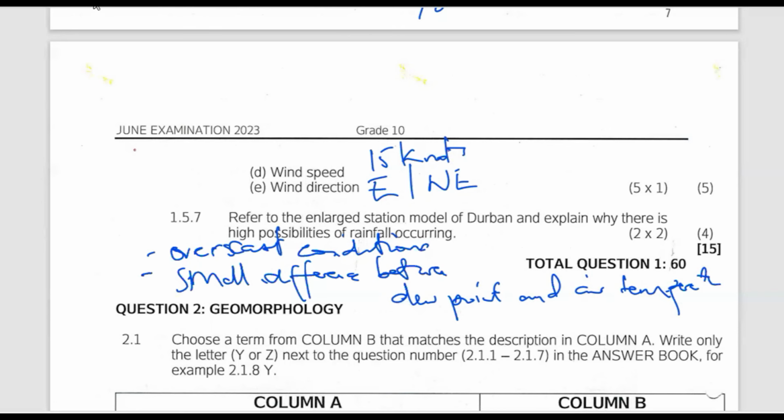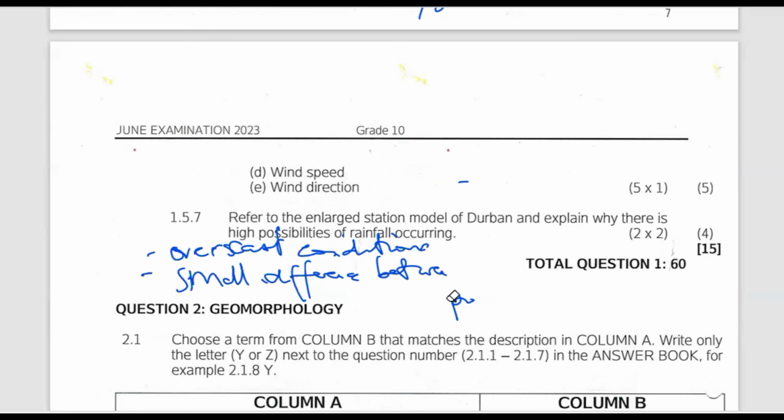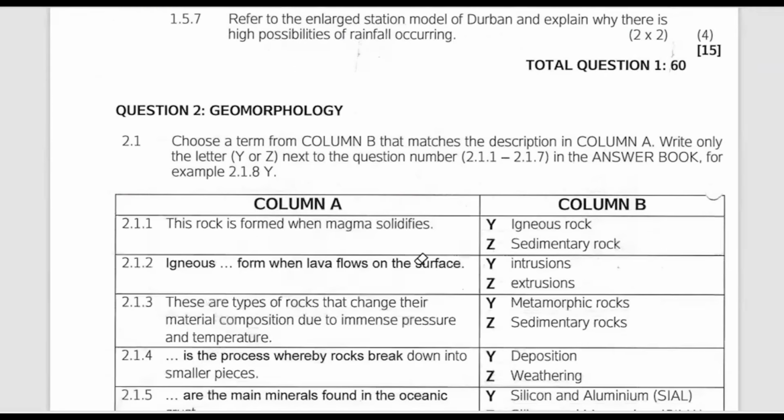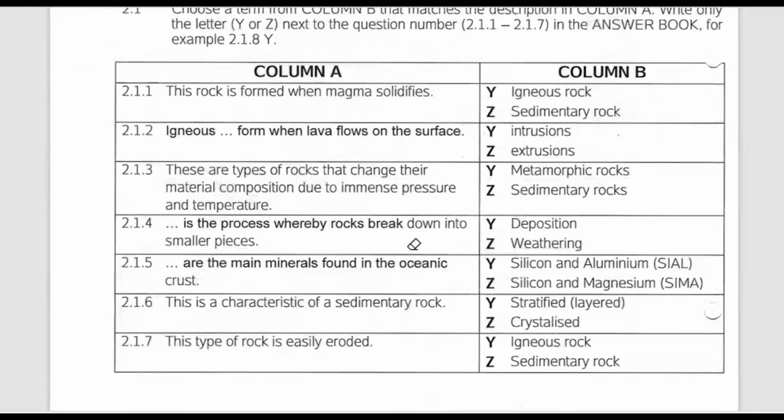Right, so basically that is with our climate question. We have gone through the question and we have tried to highlight all important aspects and figure out the justification of our answers to given questions. Right, what we need to do now is move on to question number 2. Question number 2 is a geomorphology question. Our geomorphology starts with a matching column question.